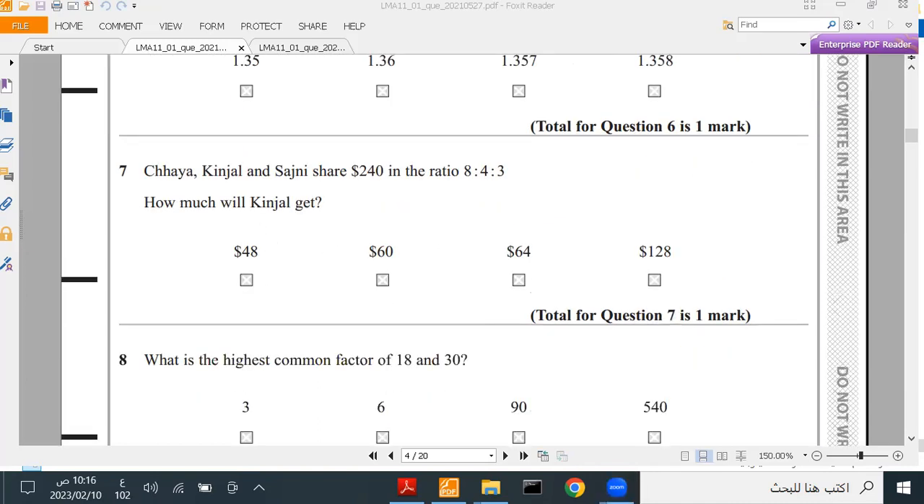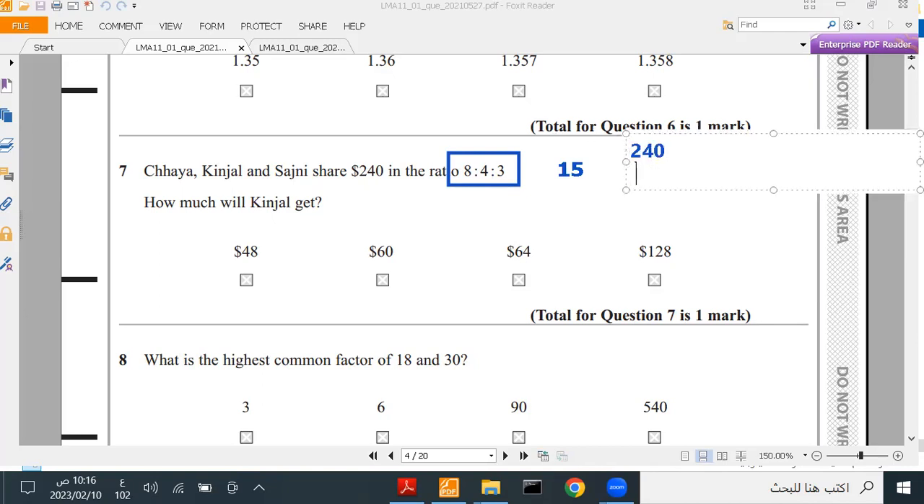Question 7. In question 7, Chaya, Kinjal, and Sajni, I don't know, share $240 in the ratio of 8:4:3. How much will Kinjal get? I don't know if I'm saying the name right. We add 8 plus 4 plus 3. Good. First thing we add the ratios. Together how much does it make? 15. Good. What's next? 240 divided by 15. Good. I take 240 divided by 15. So I say 240 divide 15.